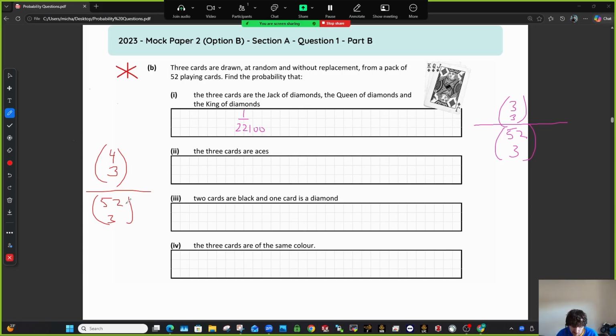So let's type that into the calculator. 4 choose 3 should be 4. So 52 choose 3. So I'm getting 1 over 5525 there. Okay, so then part 2 here.